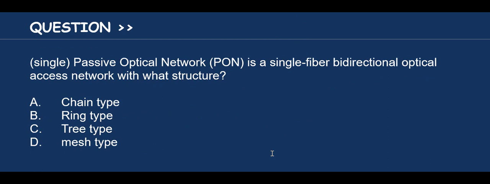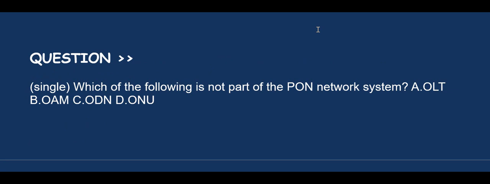Next one. Passive optical network PON is a single fiber bidirectional optical access network with what structure? Option A chain type, option B ring type, option C tree type, option D mesh type. Option C is correct.